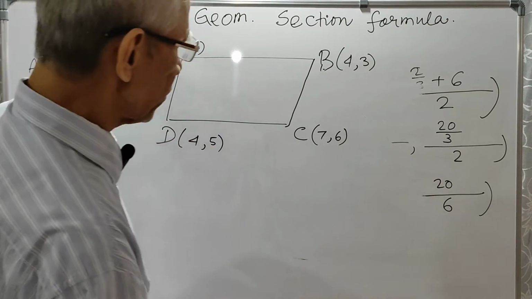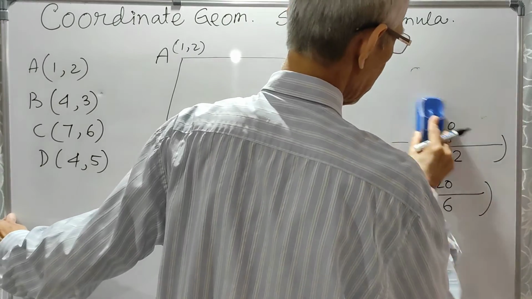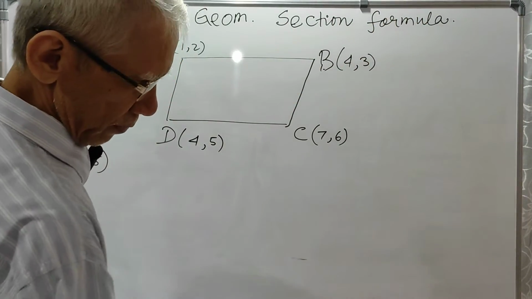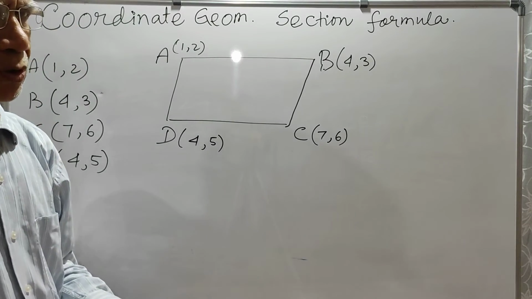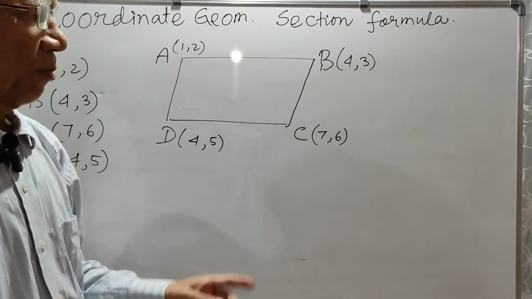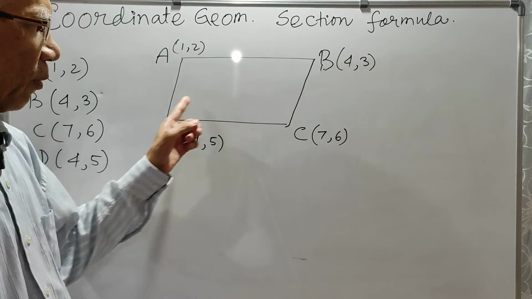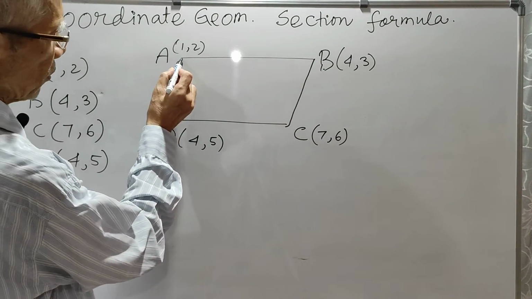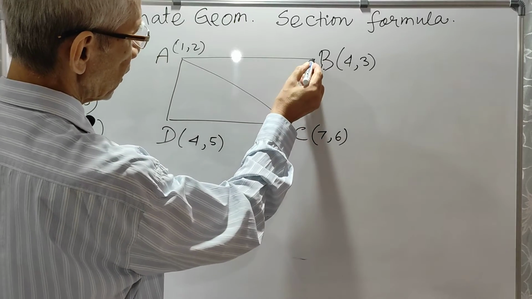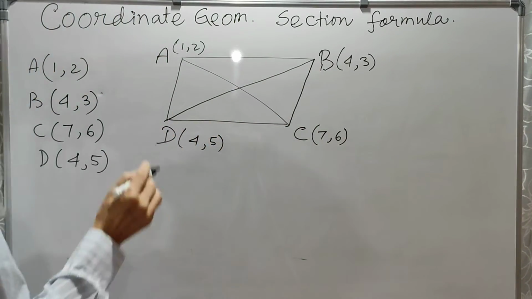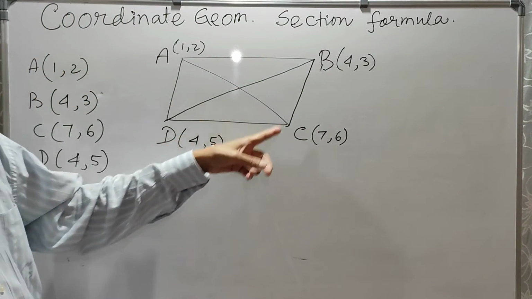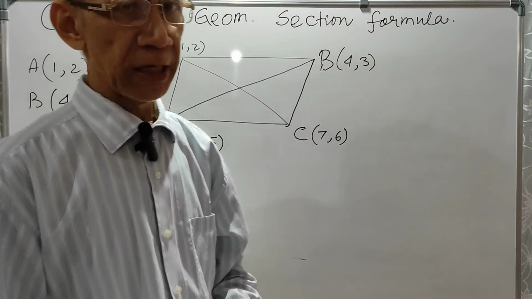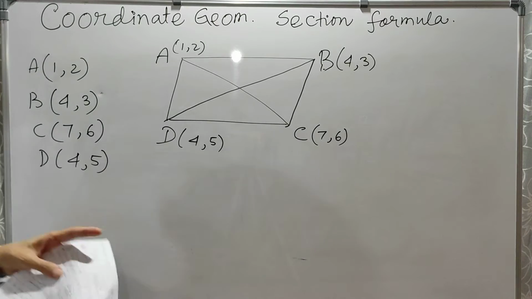All right. So you have to show these 4 points are the vertices of a parallelogram. Now we have to use one important property of parallelogram. In a parallelogram, the diagonals bisect each other. So you see AC is a diagonal, BD is a diagonal. Now AC and BD bisect each other. So that is the important property of parallelogram, and that property we are going to use.